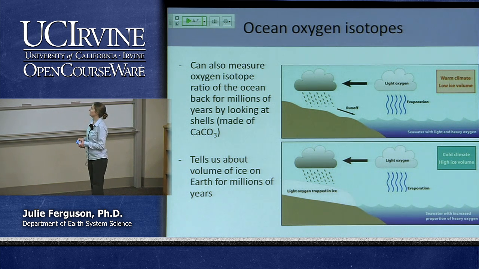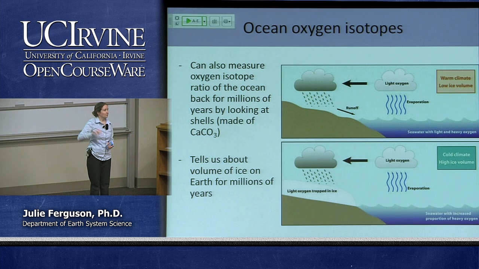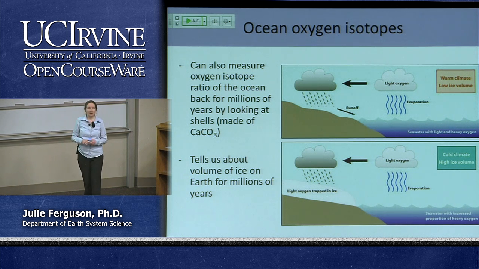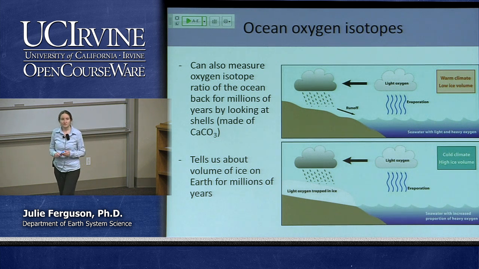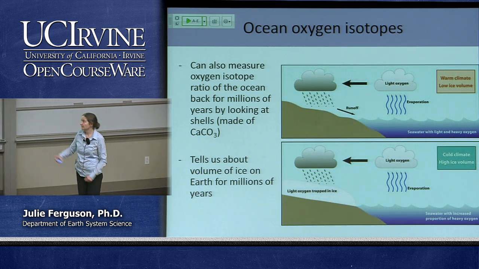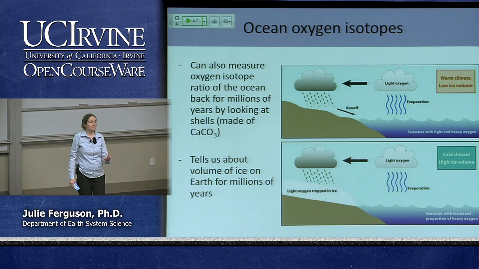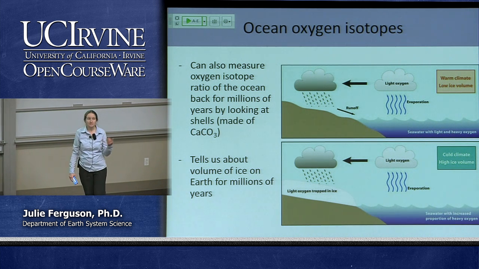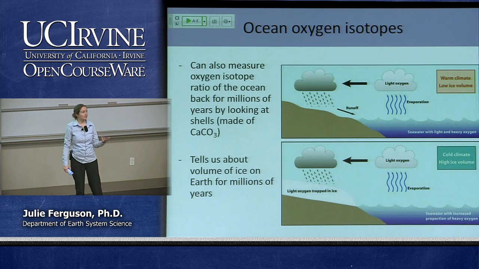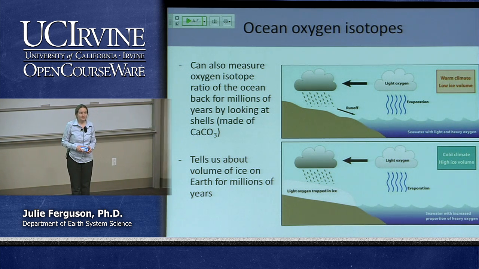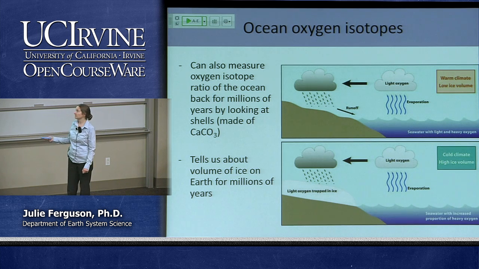So what we find is that when we have more ice at the poles, we see heavier water. The oceans have more oxygen 18 in them. And when we have less ice, the oceans again have more oxygen 16. And what we can do is look at the shells of things that precipitate from seawater. For example, calcium carbonate has lots of lovely oxygen in it. So we can measure the ratio of oxygen 18 to oxygen 16 in these shells, and work out roughly how much ice there must have been on Earth for a very long time.